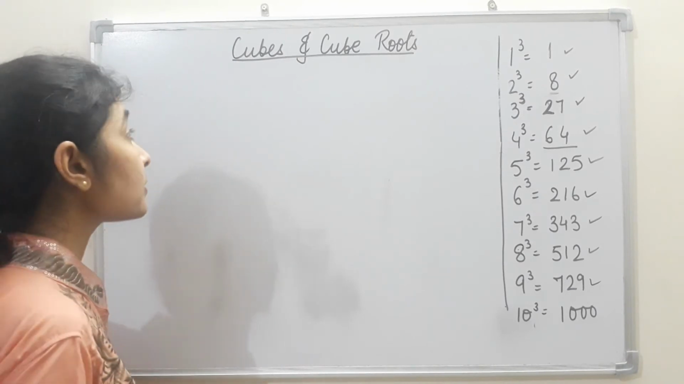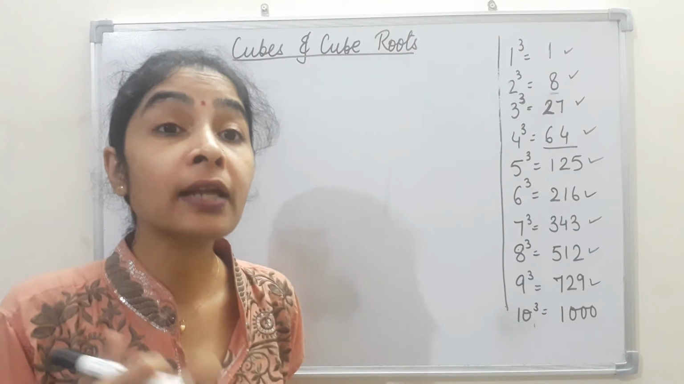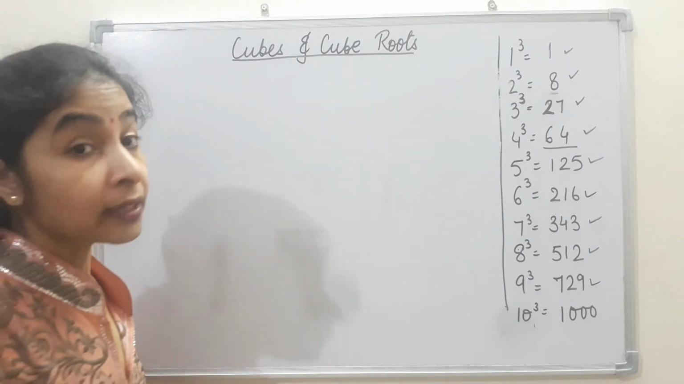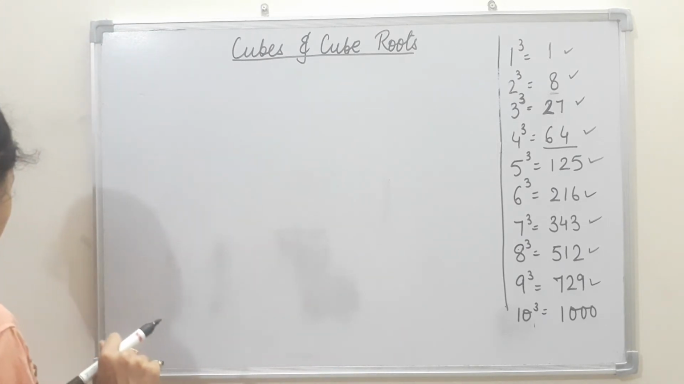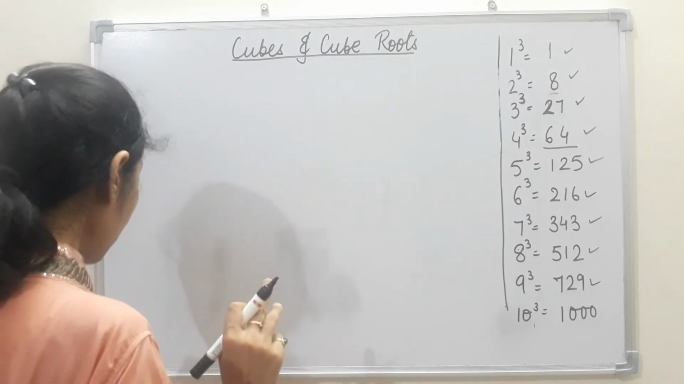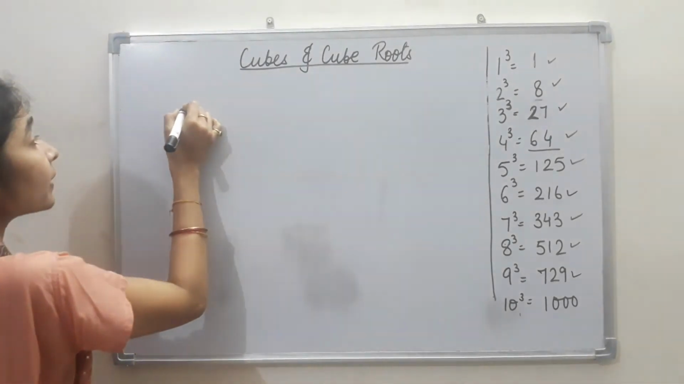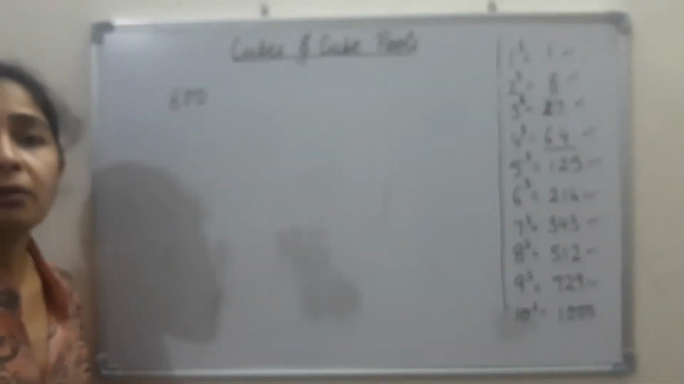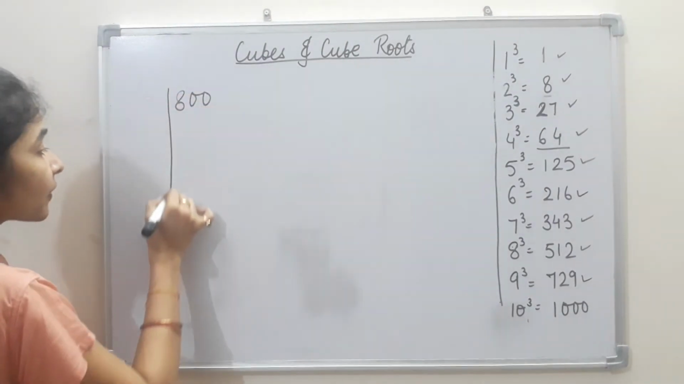Now one more type of question that is asked is the same as in case of squares and square roots. What number should be multiplied to the given number to make it a perfect cube? There we were making a perfect square. Here we are making a perfect cube. So let us take an example. What can be multiplied to 800 to make it a perfect cube? 800 is not a perfect cube number. Now what should be multiplied to it to make it a perfect cube number?